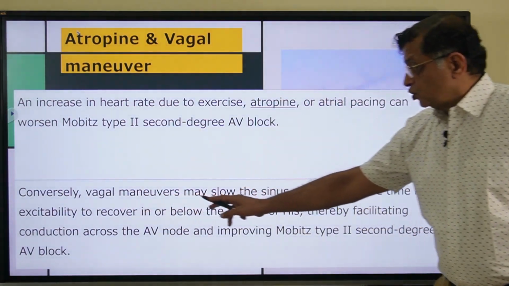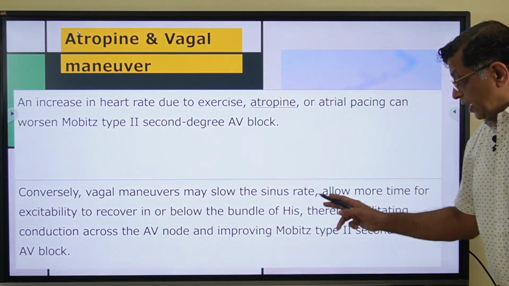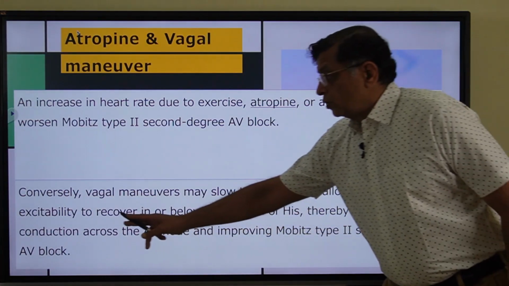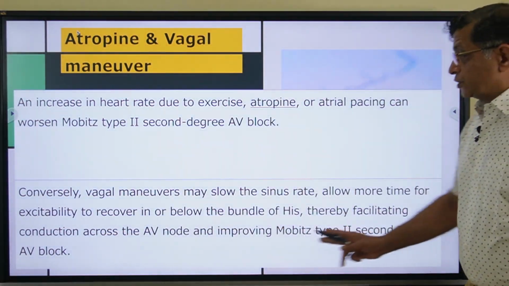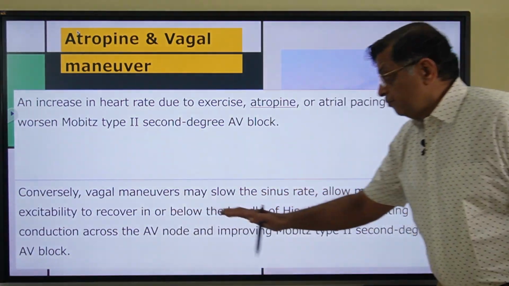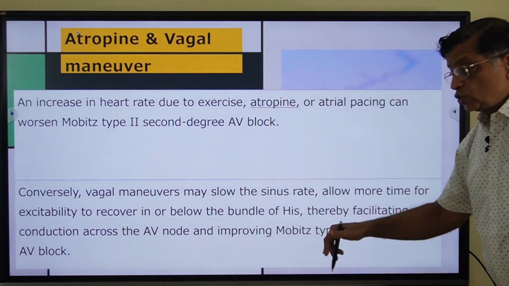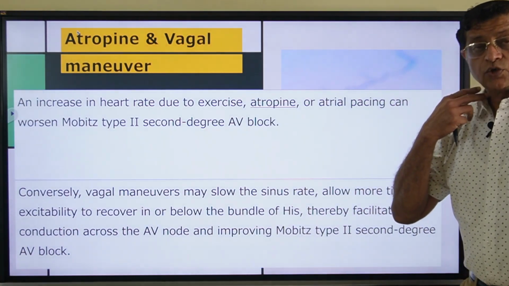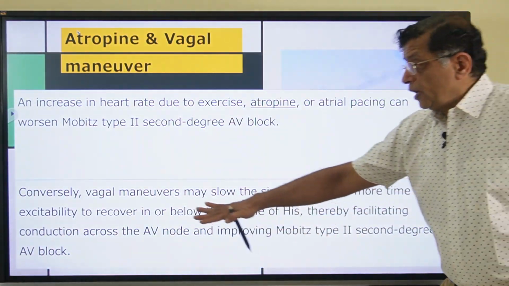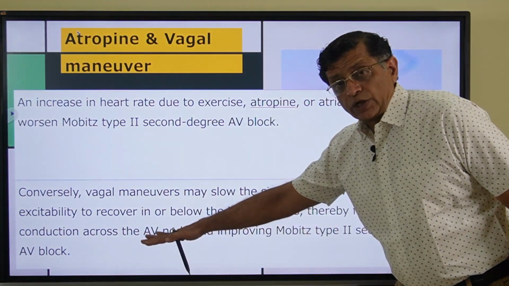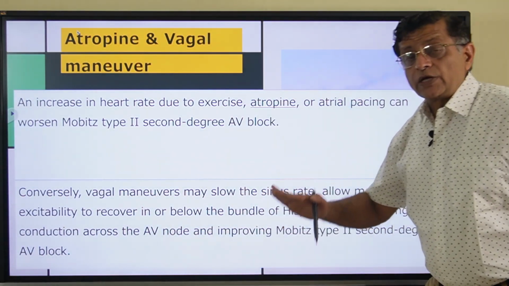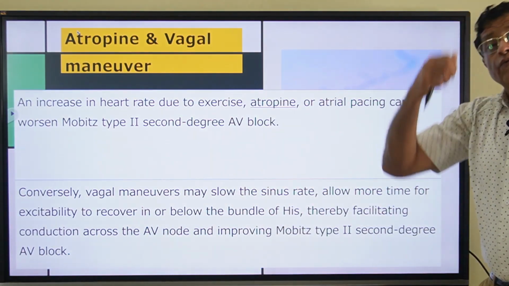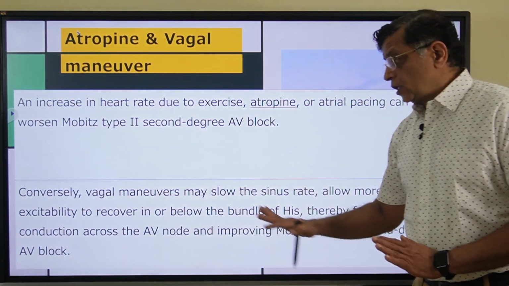Similarly, vagal maneuvers may slow the sinus rate and allow more time for excitability to recover below the bundle of His. So if you do a vagal maneuver like carotid massage or Valsalva maneuver, you may actually find some improvement in Mobitz type 2 AV block, while in Mobitz type 1 AV block, the block will usually worsen. So this is a differentiating point.